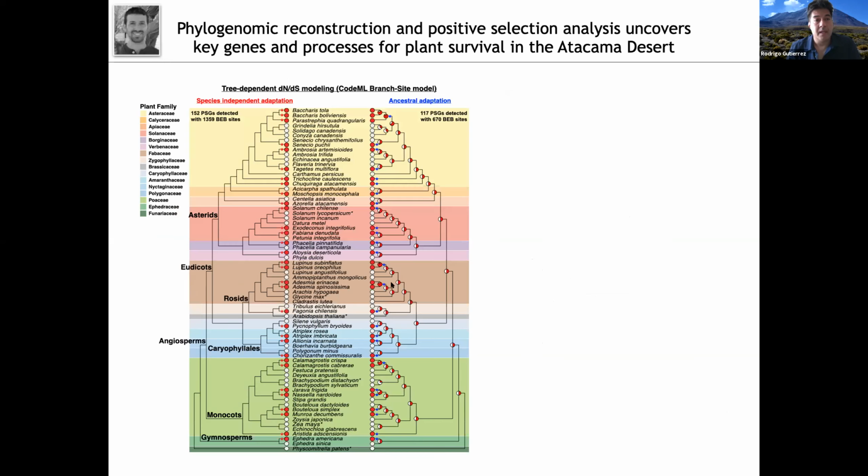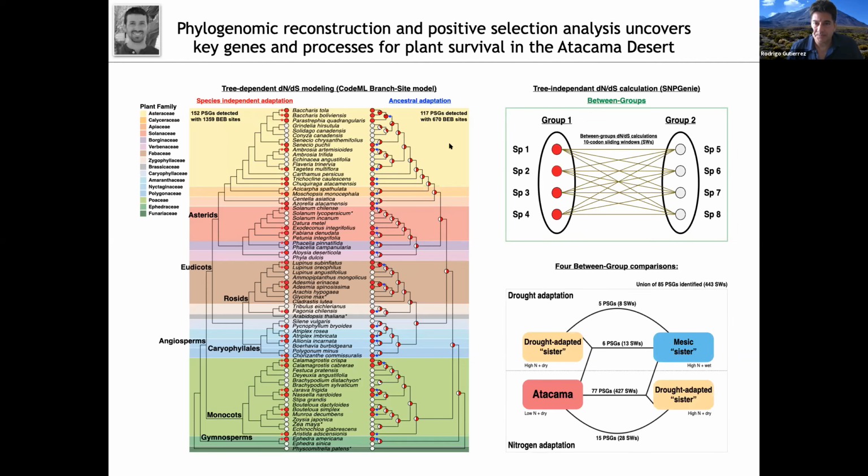Okay, so here Gil used two approaches to try to identify evidence for positive selection. Tree-dependent dN/dS modeling using CodeML, using both species-independent adaptation and also ancestral adaptation. With the species-independent adaptation model, we found 152 positively selected genes, and with the ancestral adaptation, 117 positively selected genes. Gil also did 3 independent dN/dS calculations using SNP genes, and here we're basically comparing groups, so 2 groups of species. And the comparisons are indicated here.